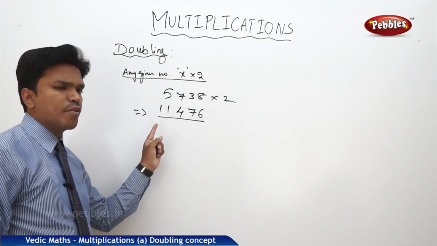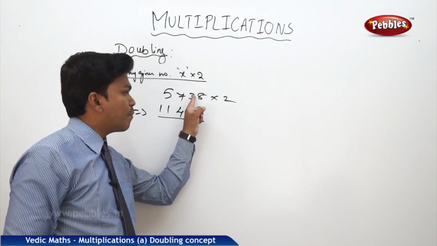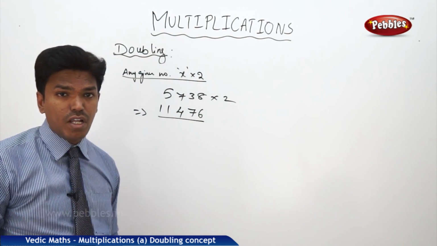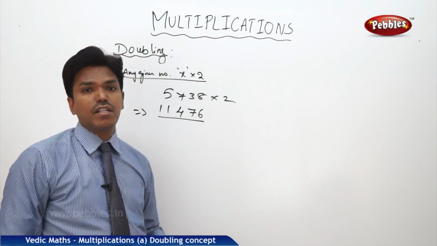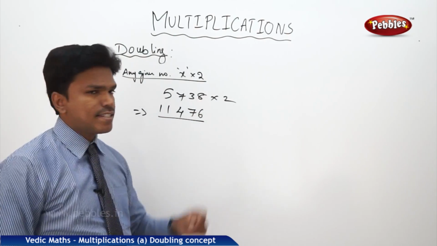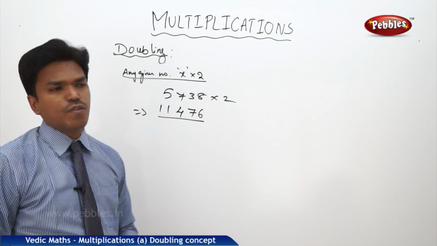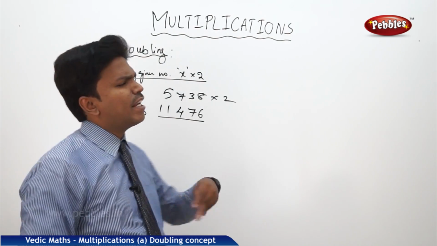Now 2 5s are 10, but 11. 2 7s are 14, but 4 only. Why? Because next number is 3, that is group 1. No need of increasing, just drop it as it is. Now 2 3s are 6, but 7. Why? Because the next number 8 is group 2. Now what is 2 8s? 16, so 6. So finally what is the answer? 11476. Like this you can multiply any number by 2.